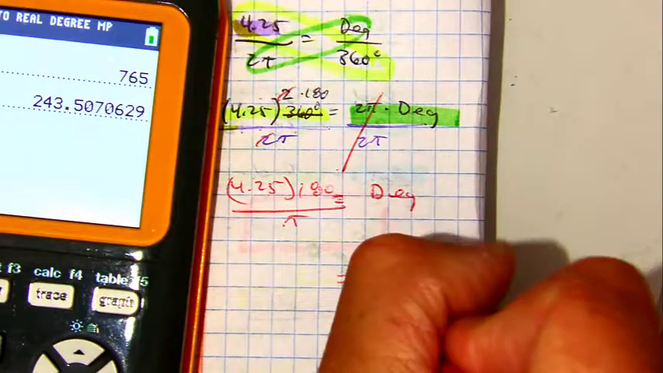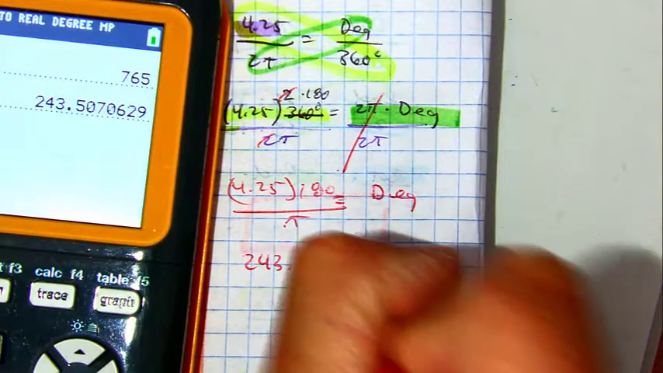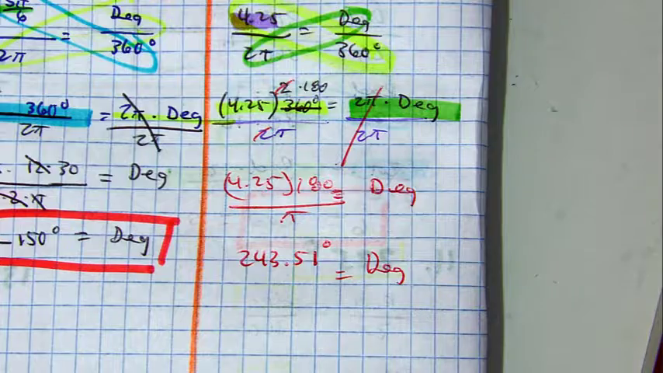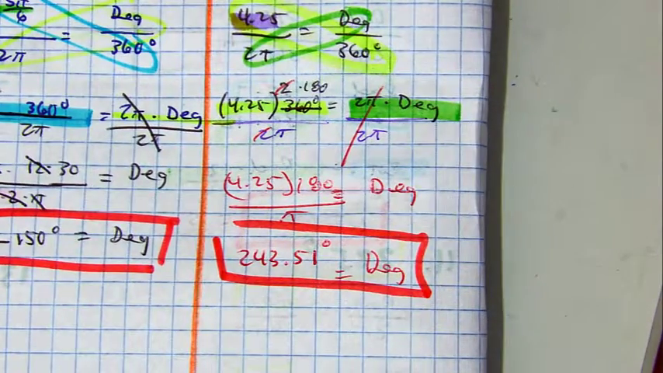And degrees is equal to 243 point, I don't know, we'll round to the hundredths. Raise your hand if you got that answer. Good job. So those are 3 examples of how to convert from radians to degrees.